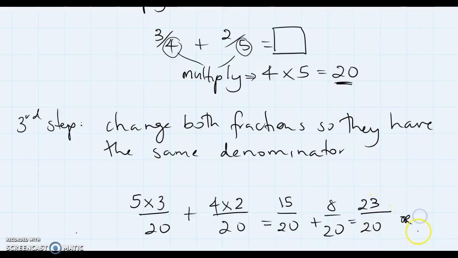Or we can write it as a mixed fraction. How many times can 20 go into 23? 1 time, because I know 20 times 1 is 20. And how many more are left over? 20, 21, 22, 23. So 3 left over. So 1 and 3 twentieths.